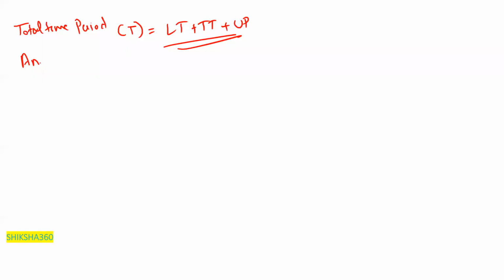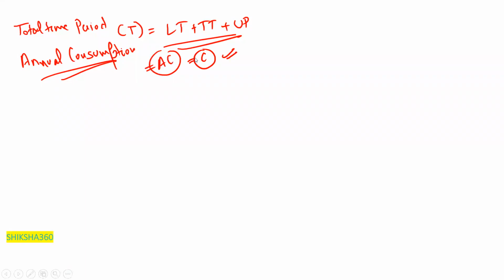EOQ, I will tell you. Annual consumption, we will assume that. Total annual consumption, we can say, is to be C. Clear? Simply represent that as C. Total annual consumption is C. Or we can say the purchased material under LC is to be C. Clear? Is to be C.